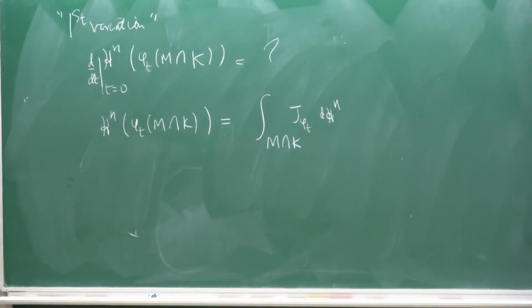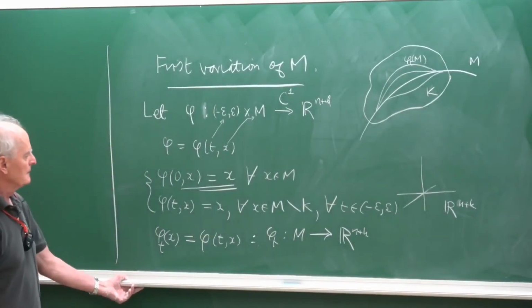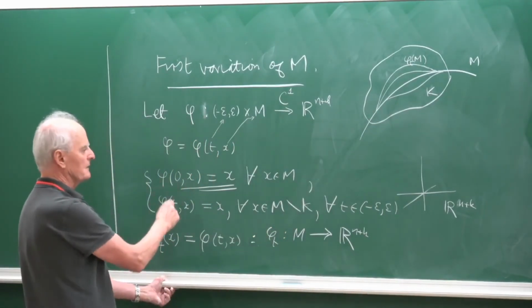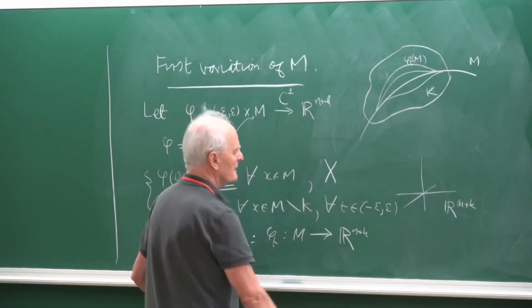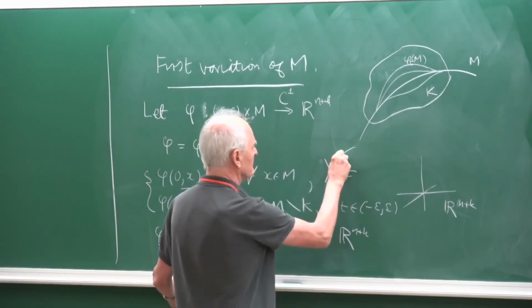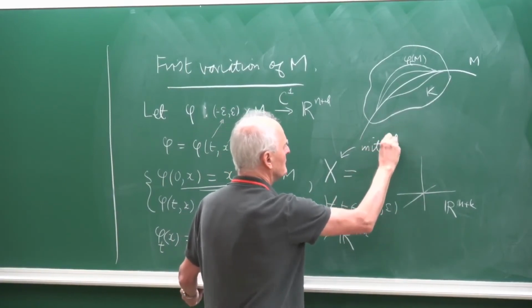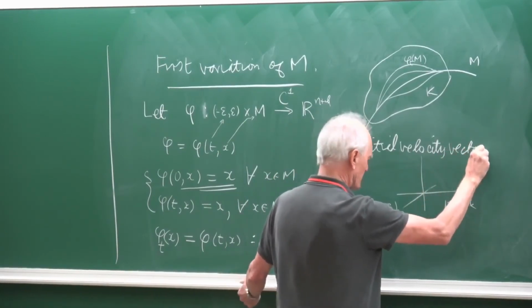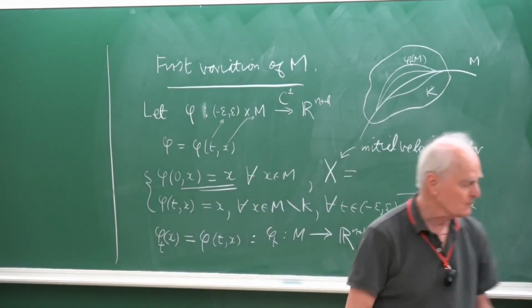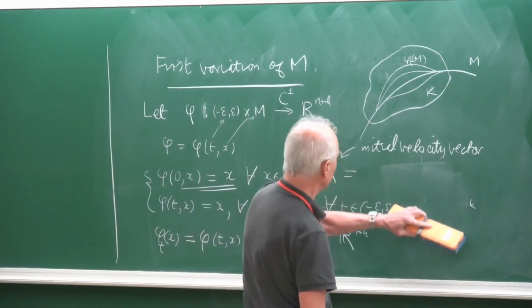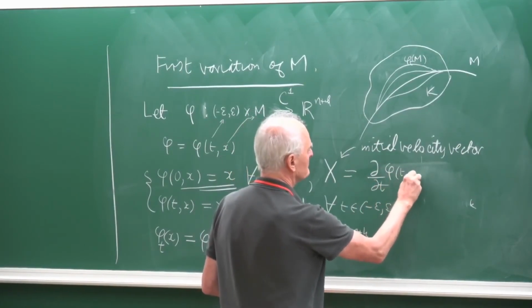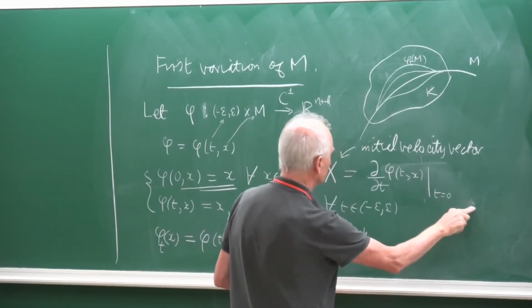Well, let's think about this. Phi t starts off at x when t is equal to 0, and we've got to make up a name for the first derivative at 0. So let's agree to call that capital X. So capital X is the initial velocity vector. And the initial velocity vector is simply the partial with respect to t, the rate at which it's changing with respect to the t variable, evaluated at t equal to 0.